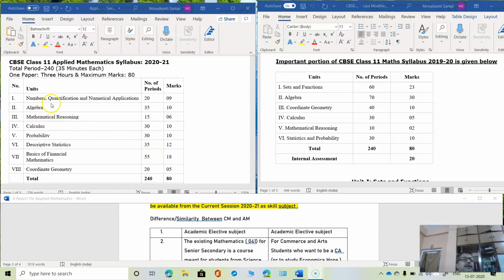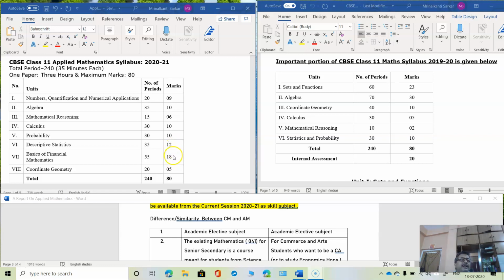There, these new terms, numbers, quantifications, and numerical applications, they have introduced. This is something related to the arithmetic part of mathematics, which initially was not there, and some logical part is also involved in it. Mathematical reasoning they have also introduced, and descriptive statistics. Probability is there, basic financial mathematics is there. You just go through the weightage given here. Here they have given marks 9, probability 10, descriptive statistics 12, basics of financial mathematics 18.